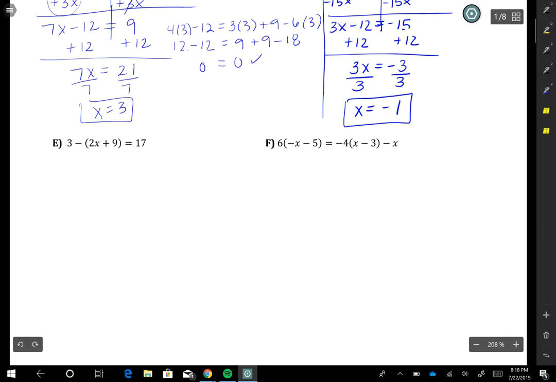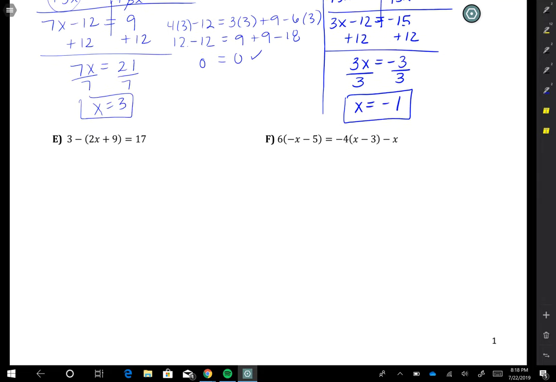Moving on to letter E, I have 3 minus the quantity 2x plus 9 equals 17. So there are parentheses here, and what this is, it's like we have 3, you can think of it as 3 plus, you're going to take negative 1 times that quantity 2x plus 9, or you can just think of it as, hey, I have to subtract everything that's inside those parentheses, so I need to distribute this subtraction sign. So that's going to change to 3 minus 2x minus 9.